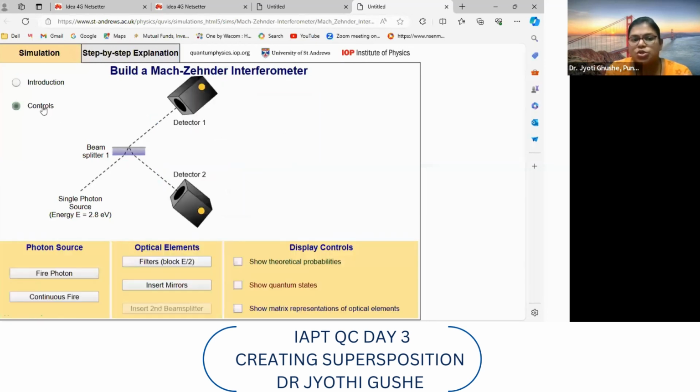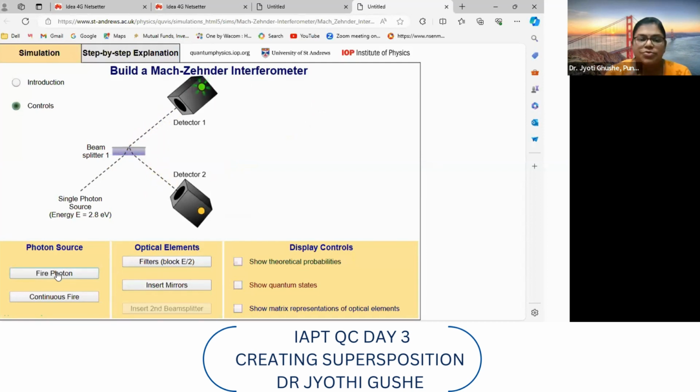Now, let us come to the controls. Let us first deal with the first beam splitter and see what happens over here. I will fire a photon and you have to observe. Then I will put the question, and you will write your answers in the chat box.